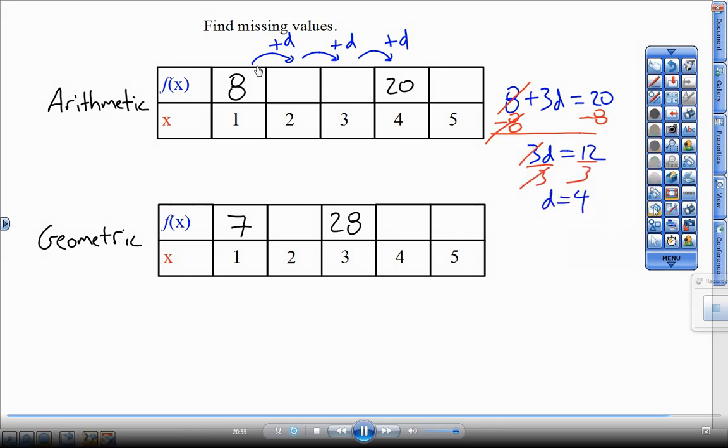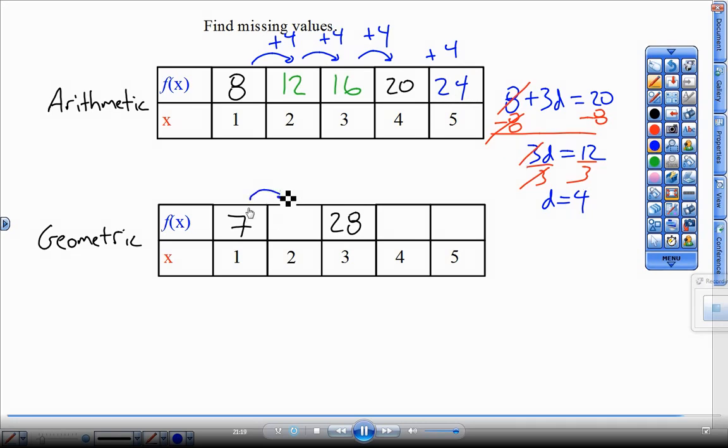So I'm adding 4 each time, adding 4, last one adding 4. So with that common difference number plus 4, 8 plus 4 gives me 12, plus 4 16, plus 4 20, plus one more 4 gives me 24. To get full credit, I wanted to see that.